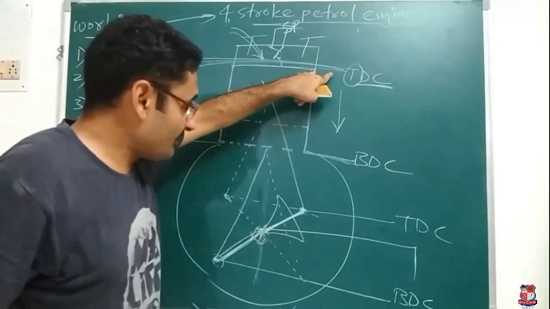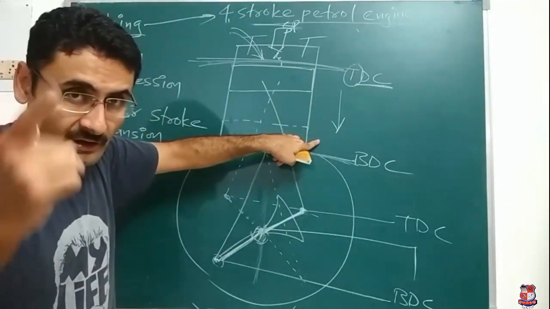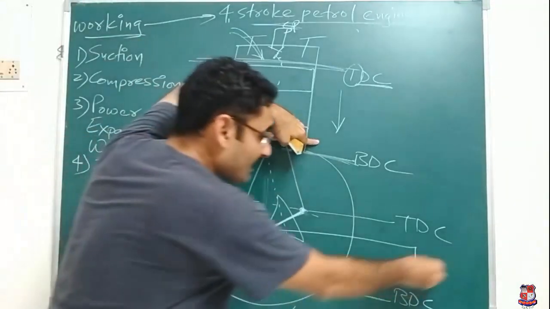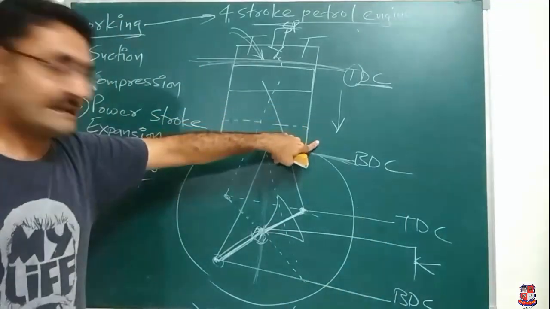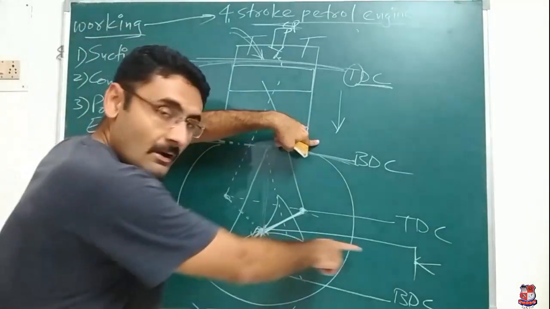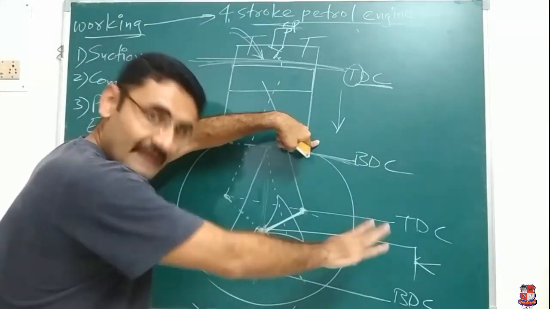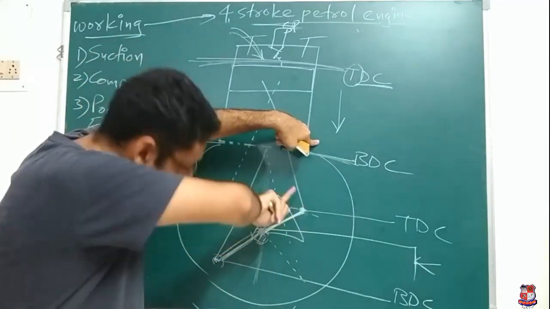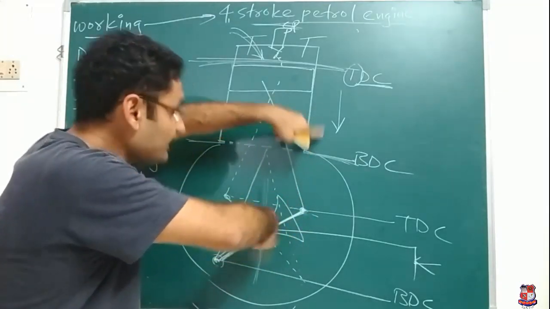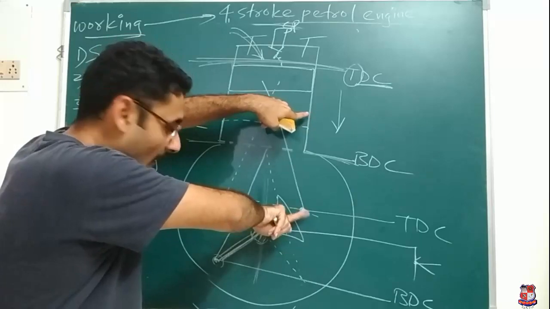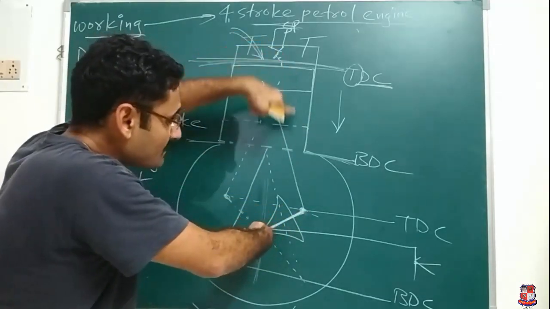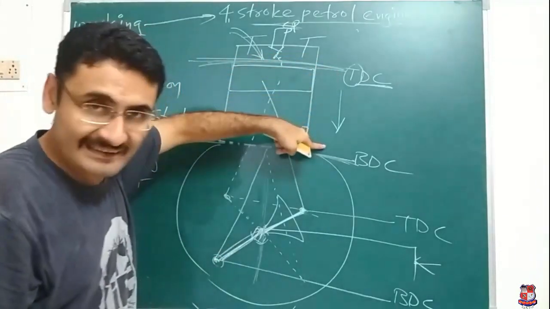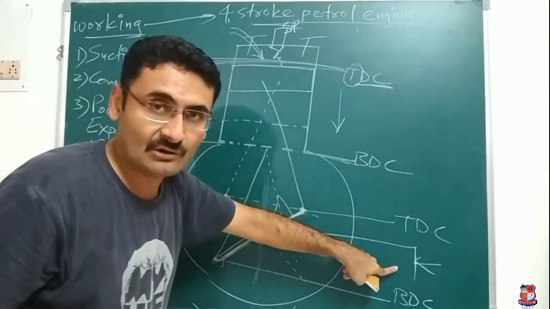When piston will travel from TDC to BDC, the first question is how will the piston travel from TDC to BDC? I will say with the application of the kick. When you apply the kick, your crank will start to rotate like this, TDC to BDC. When crank goes from TDC to BDC, piston will travel from TDC to BDC. That is why piston travels from TDC to BDC with the application of the kick.